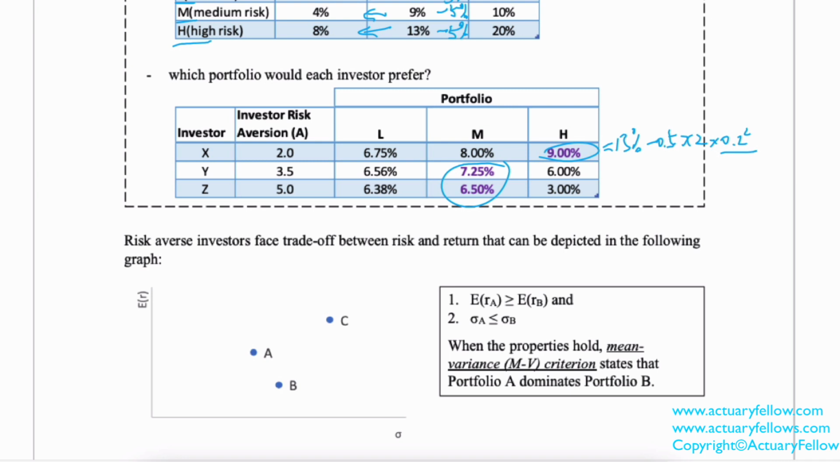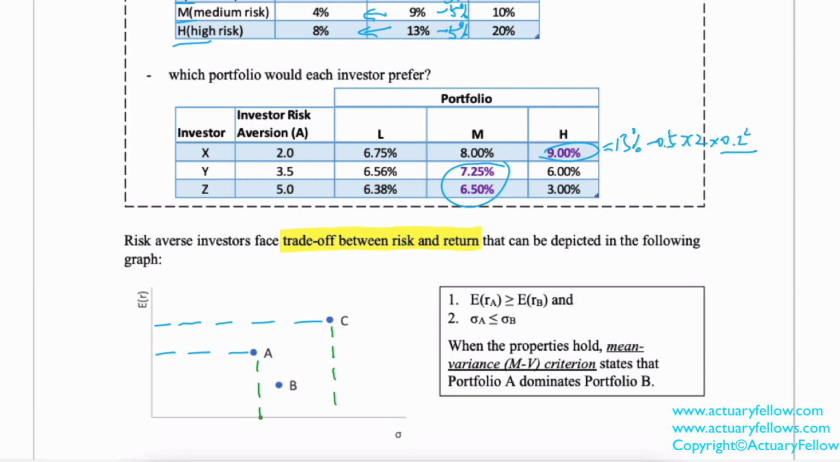Risk-averse investors face a trade-off between risk and return. In the graph, we can see portfolio C has higher expected return than A and higher standard deviation than A. In this case, we need to calculate the utility for A and C to see which portfolio an investor with a given risk aversion would prefer.